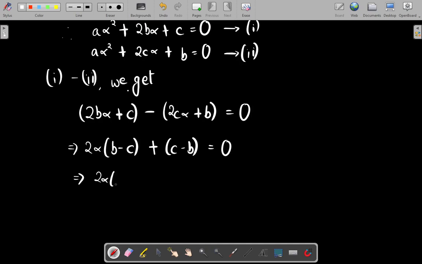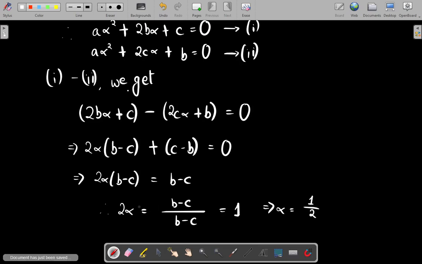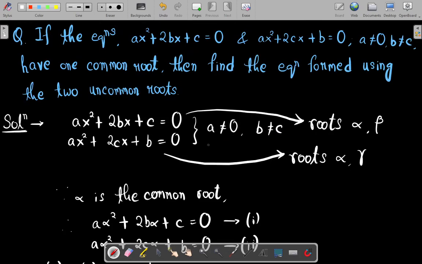So if I take this c minus b to the other side, this will become 2 alpha times b minus c will be equal to b minus c. So this implies 2 alpha is b minus c upon b minus c, so this is 1. So this implies alpha, which is the common root, is equal to half, right? If 2 alpha is equal to 1, that means alpha is equal to half. So we got the common root. The common root is equal to half. So this alpha can be replaced with half now.